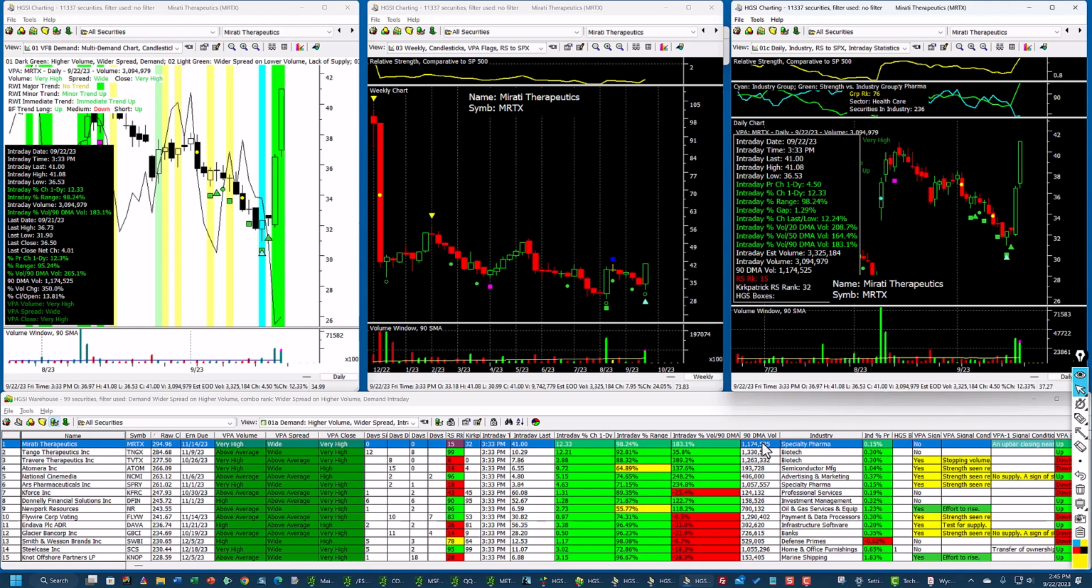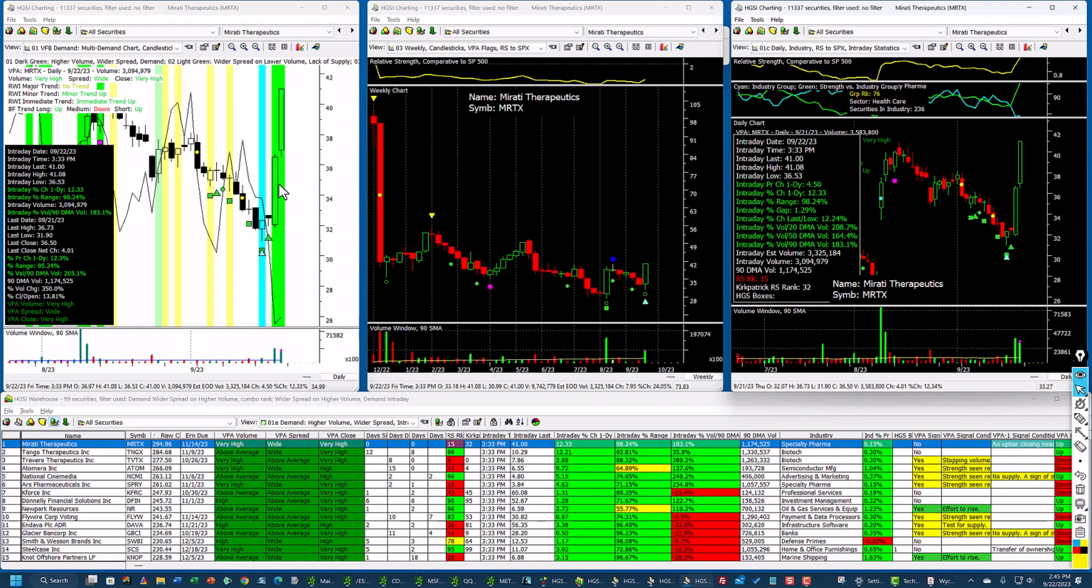This is a specialty pharma stock. There was no VPA signal yesterday, but the day before there was. But even without the VPA signal, I knew this stock had a lot of buyers because of the Wyckoff information here. Now, notice over here in this chart. Now, this is a weekly chart.